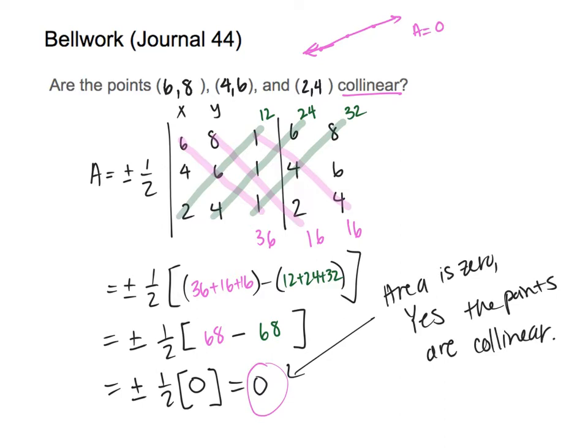So to check if points are collinear, use the area of the triangle formula and find out if the area is 0. If it is, then they are collinear, and you did make 3 points form into a straight line. All right, let's get into today's journal.